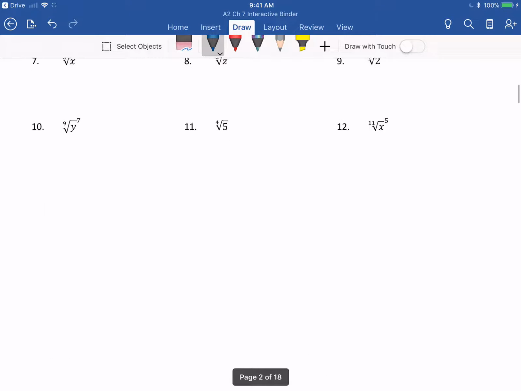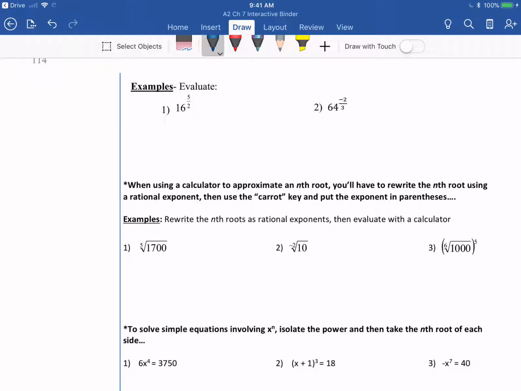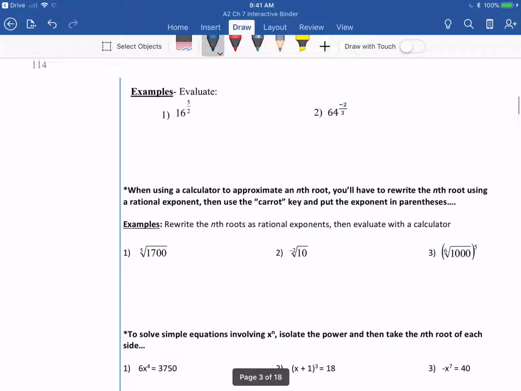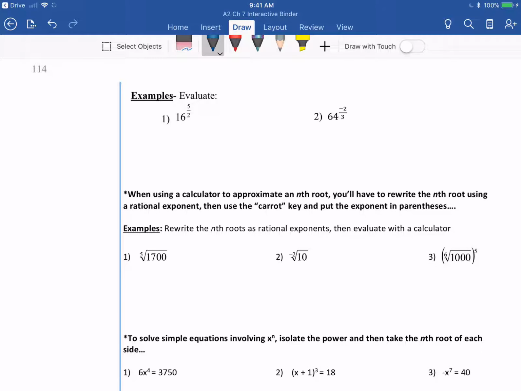Alright, so if we scroll over here to the next page, notes 114, that says evaluate these guys. So these are in exponent form right now, and you need to move it to that radical form. If it's in exponent form, I know that I'm going to have some sort of radical, and I know that that 16 goes under there, that big number goes under there. This 2 is the denominator. That's the one that goes out in front with that rule, and then the 5 goes outside.